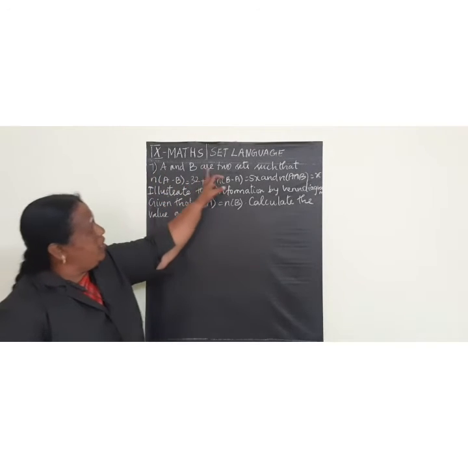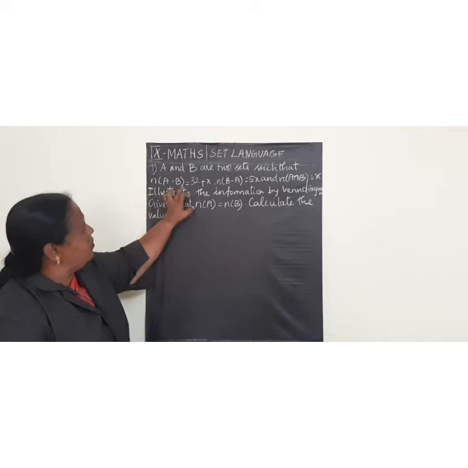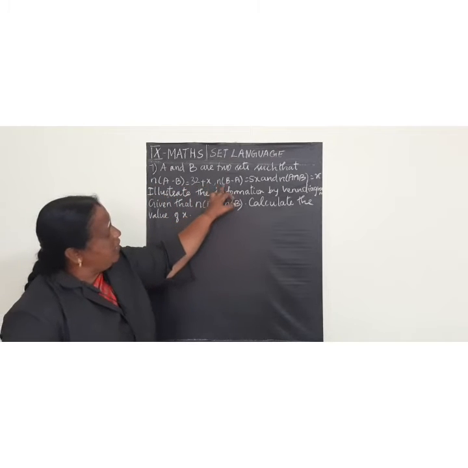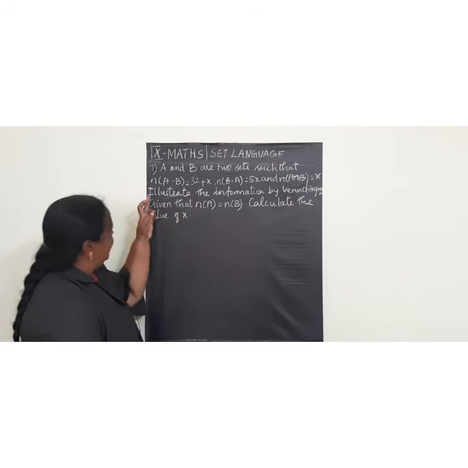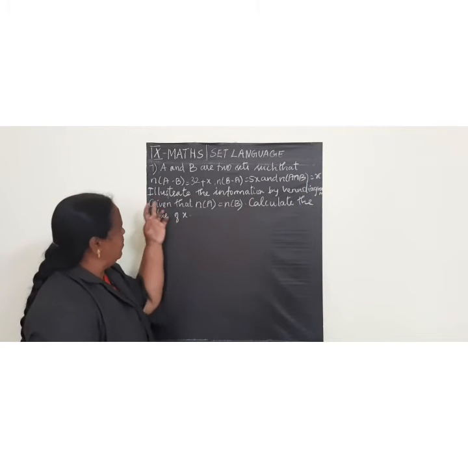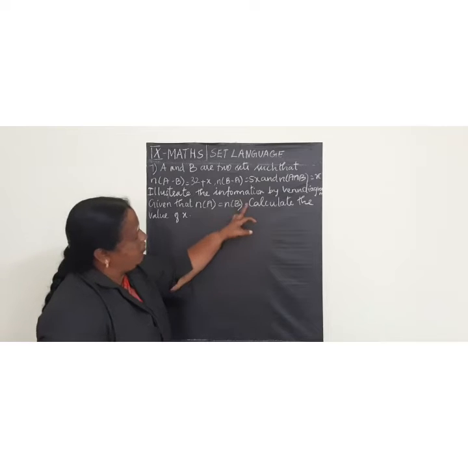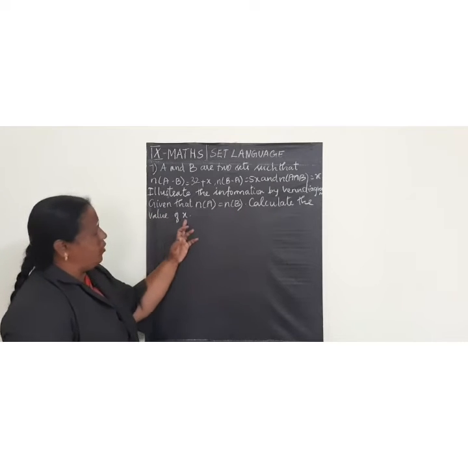Next sum: A and B are two sets such that n(A − B) is equal to 32 + x, n(B − A) is equal to 5x, and n(A ∩ B) is equal to x. Illustrate the information by a Venn diagram. Given that n(A) is equal to n(B), calculate the value of x.